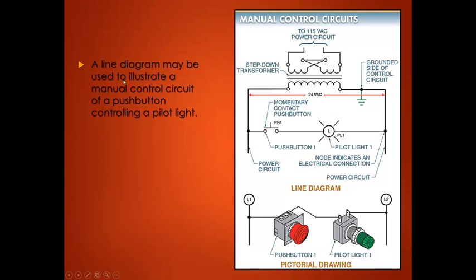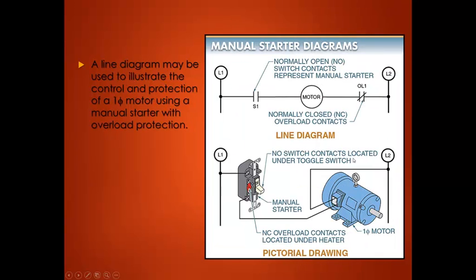A line diagram may be used to illustrate a manual control circuit of a push button controlling a pilot light. So if we read this diagram, it's a very simple diagram. We can see our transformer is here. Our transformer is stepping down our voltage, which is what a transformer does, to 24 volts AC. So power is coming to here. When we push this push button, current flows through the push button into our light, out of the light, back to our source. The light is then illuminated.